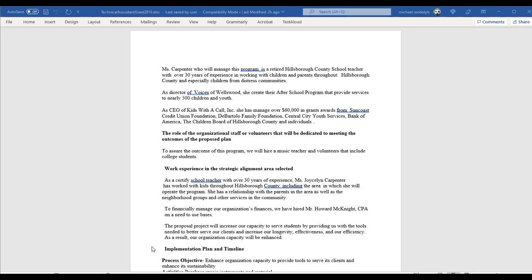Okay, read the next paragraph. To financially manage our organization's finances, we have hired Mr. Howard McKnight, CPA, on a need-to-use basis. Now, what would you put there? On who we hired? To financially manage our organization, what would you say? I mean, we're managing our own, right? Yeah, for right now, we're doing.